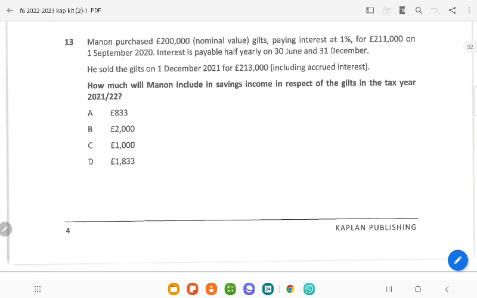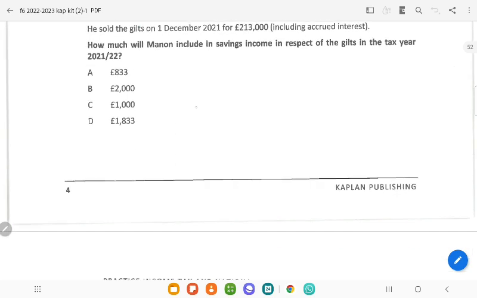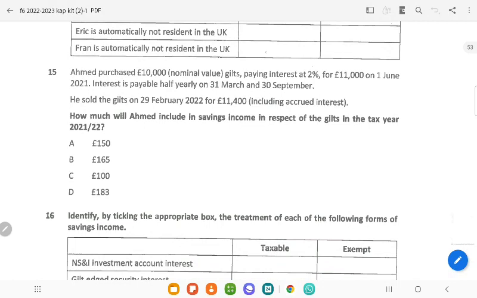In this question, Menon had already purchased these assets before the start of this tax year, on 1st September 2020. While in the 15th question, Ahmed purchased the gilts in this particular year 21-22, and then sold them again within the same 21-22 tax year. So this is the difference in the information of the questions, which suggests we solve them differently.